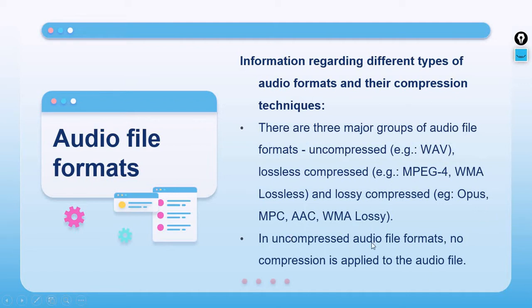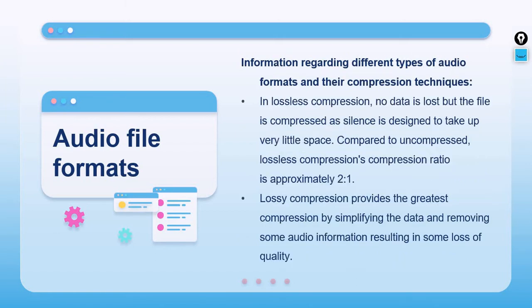In uncompressed audio file formats, no compression is applied to the audio file. So the memory used for both sound and silence is the same, though silence contains less information or data. And in lossless compression, no data is lost, but the file is compressed as silence is designed to take up very little space compared to uncompressed. Lossless compression's compression ratio is approximately 2:1.